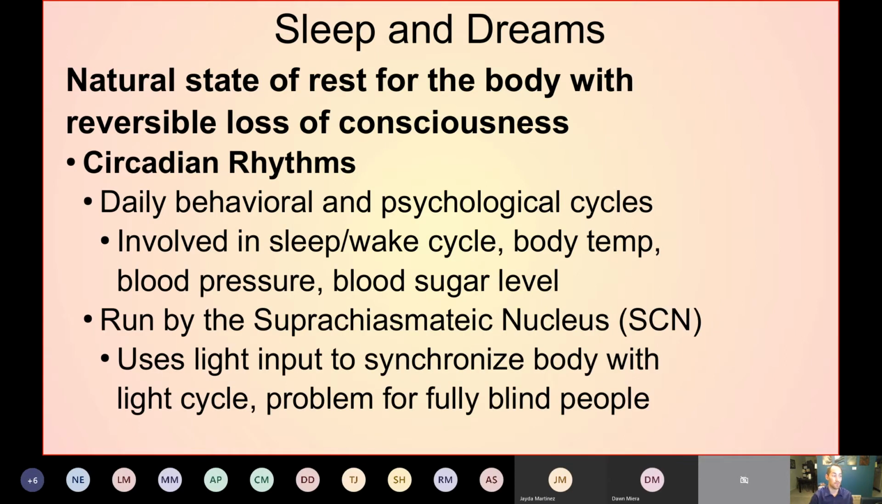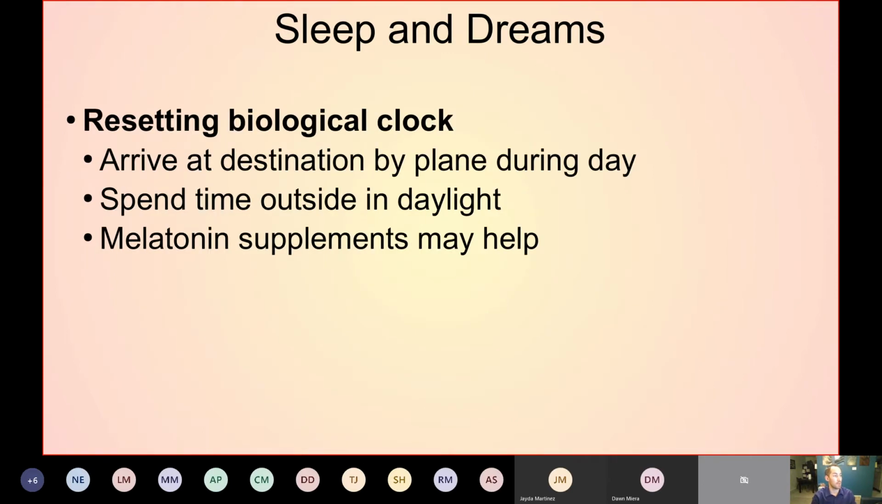They're run by the suprachiasmatic nucleus, which uses light input. It's essentially just an area in your brain that, when it gets specific light input from, say, the sun rising or lights in your room, helps synchronize your body with the time of day. So it actually can be a problem for fully blind people to have the same kind of schedule as people who are sighted.